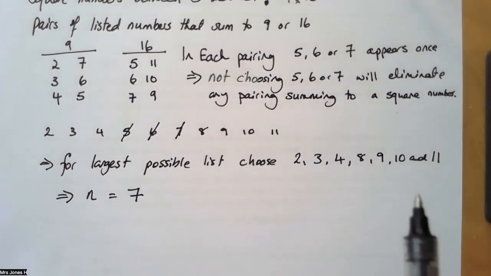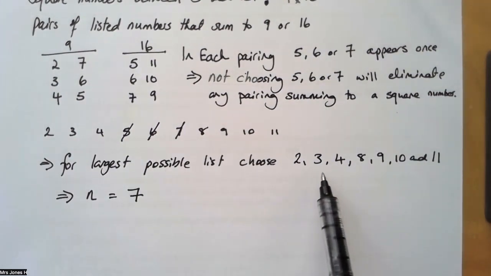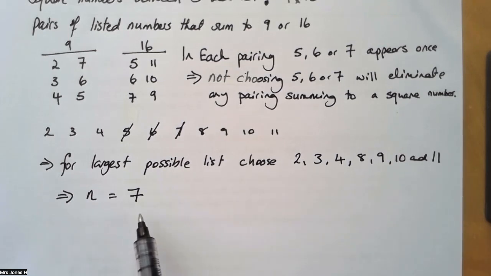So if we cross those out, we've got the possible numbers 2, 3, 4, 8, 9, 10, and 11, and therefore we have 7 numbers. N can be a maximum of 7.